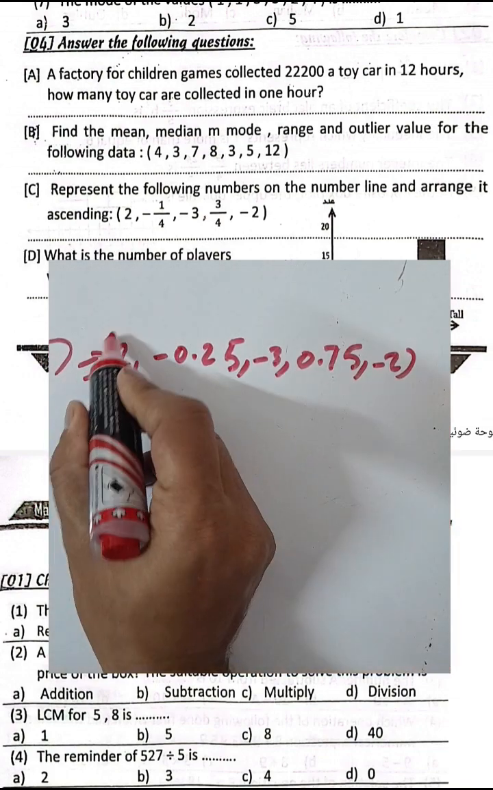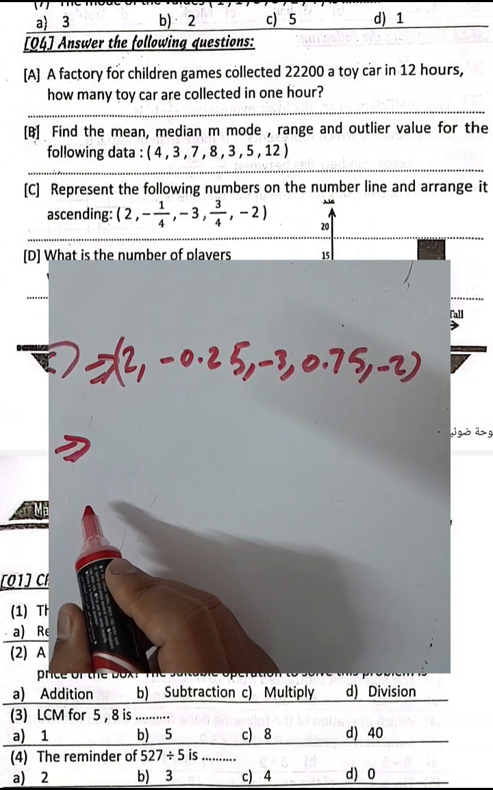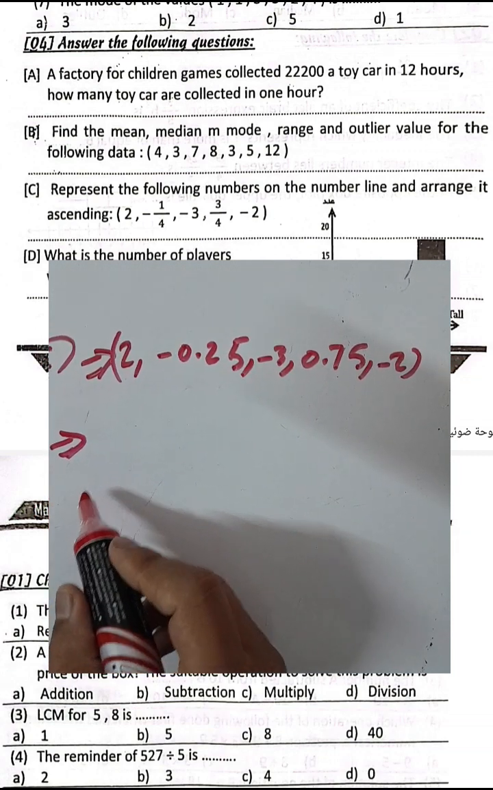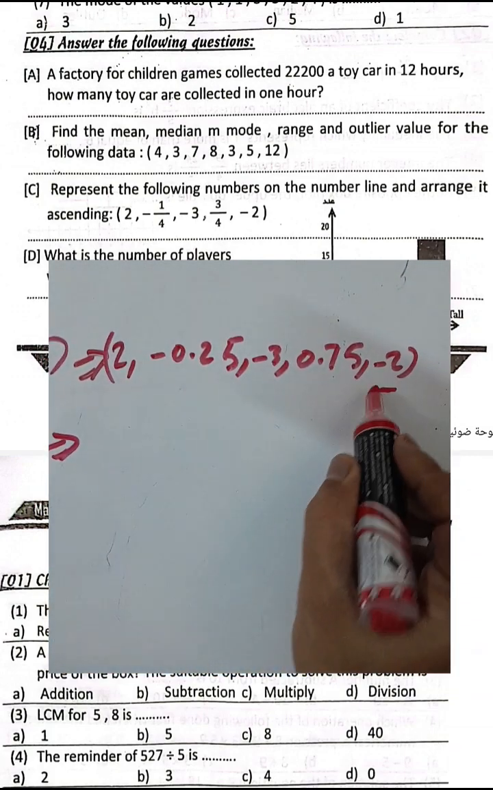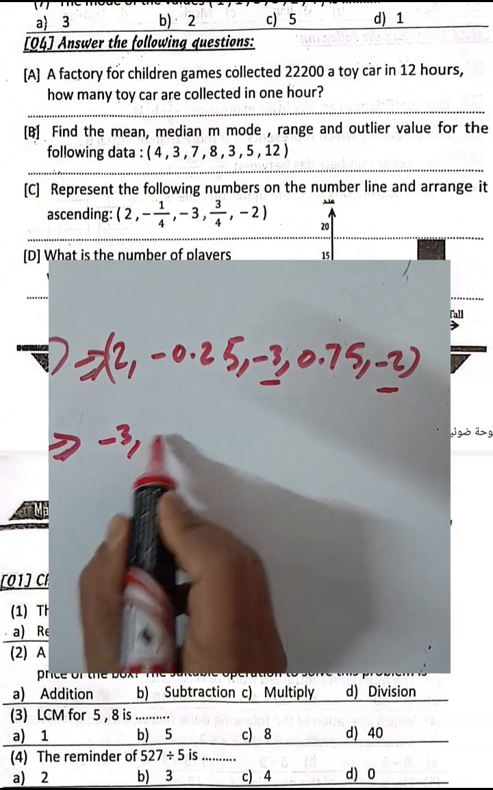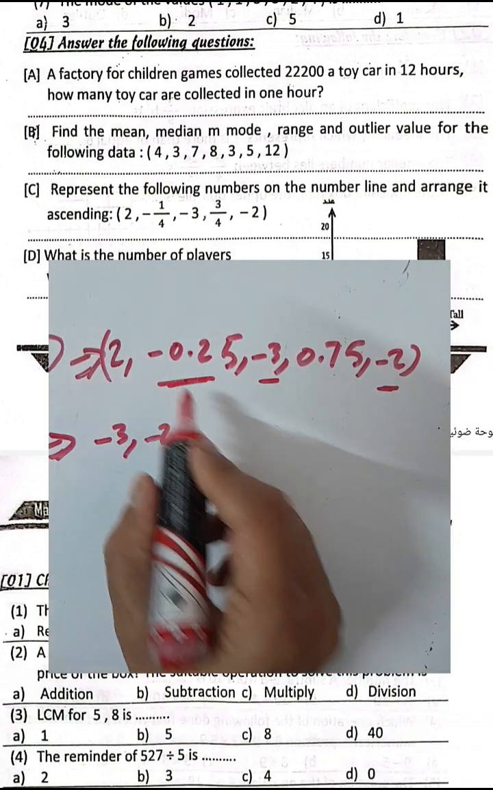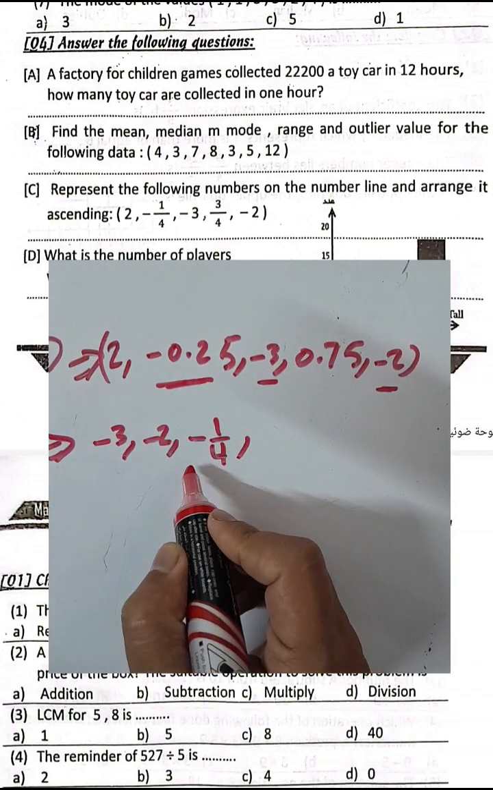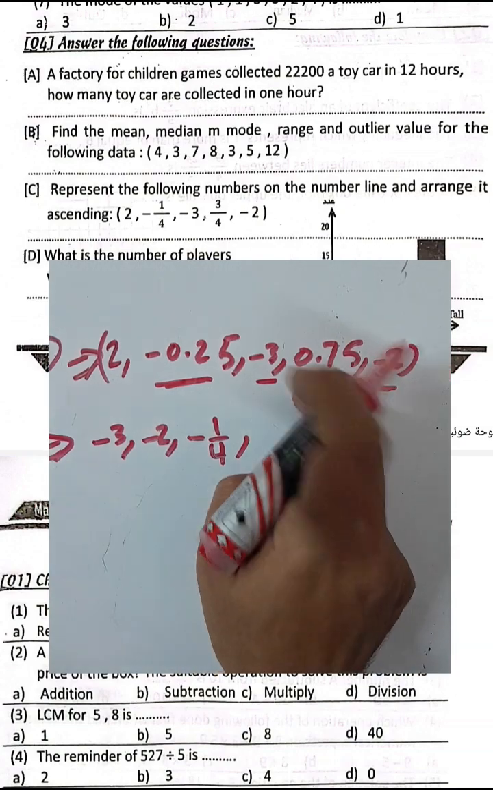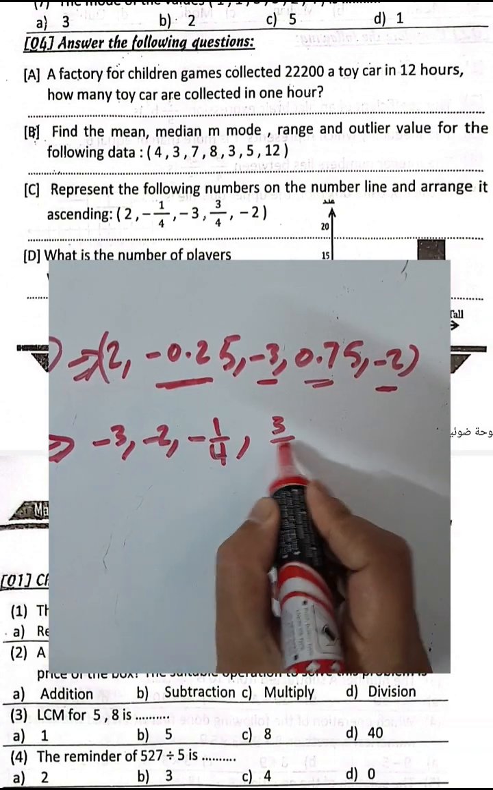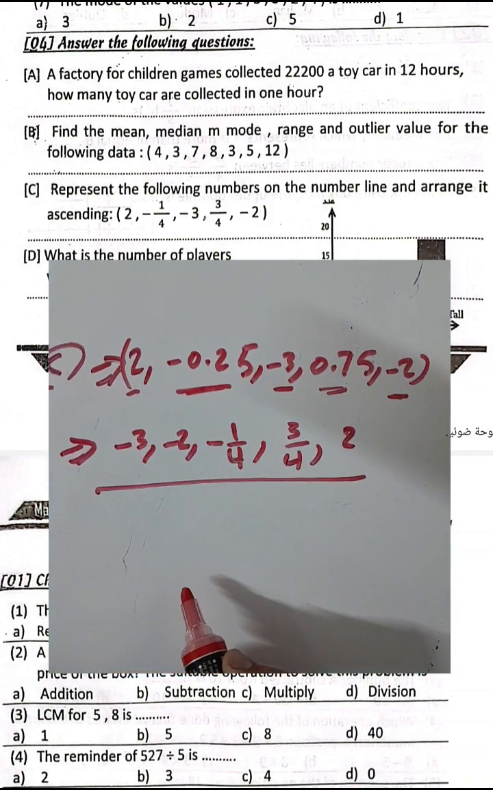We can arrange them from left hand side to right hand side. The first number, the smallest number here, will be negative 3.75, then negative 2, then negative 0.25 fourth, and positive 3 over 4, and this number will be 2. This is the arrangement of all the values ascending from least to greatest.